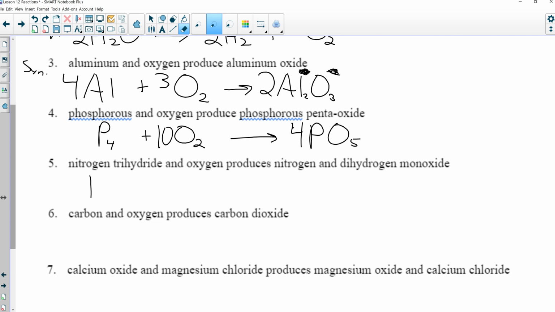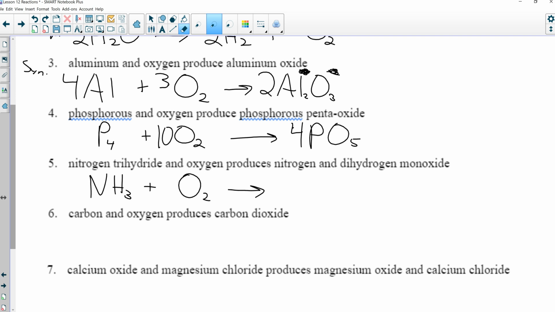Nitrogen trihydride, NH3. Common name for that is ammonia. Okay? It's the stuff that smells like glass cleaner. It's what's in glass cleaner, actually. And that's that smell if you've ever used Windex. Okay? That's the smell of ammonia. And it reacts with oxygen, O2.